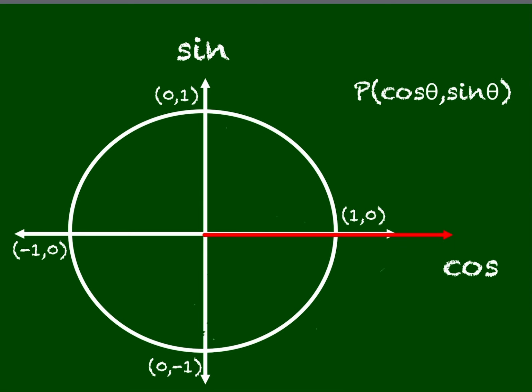Now, with the trigonometric ratio, we change the x and y axes into sine and cosine. It's very nice. But what we need is to generate the angle.